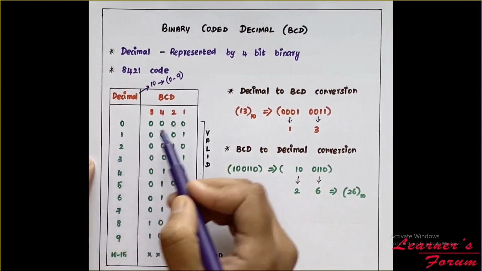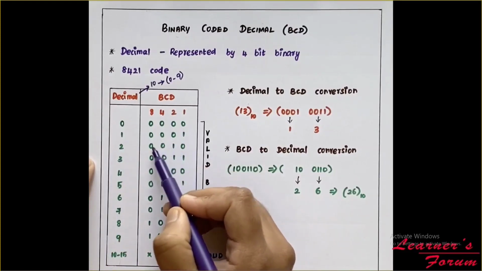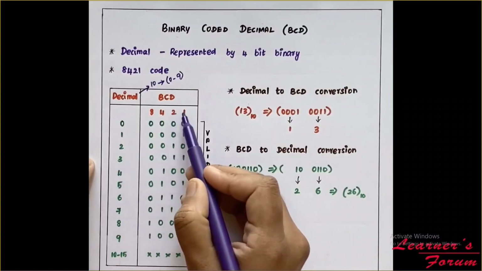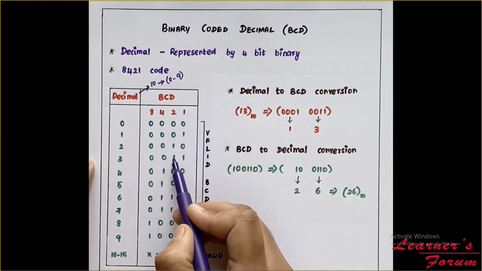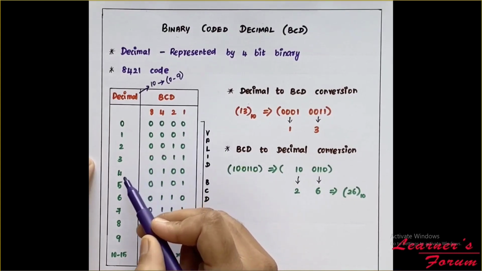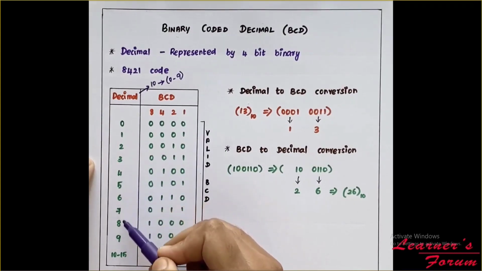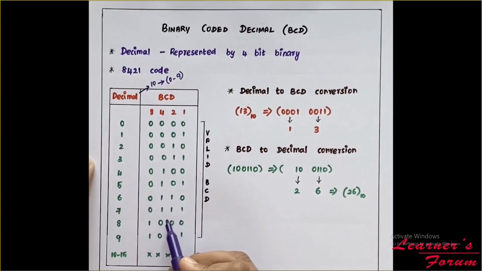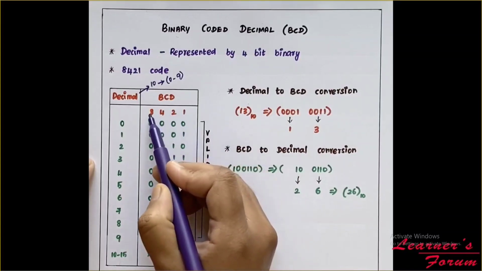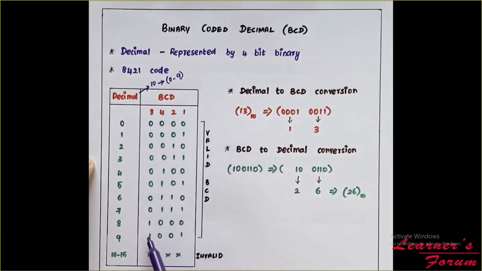Next, for 2, under 2 we write the value 1 and the other values are taken as 0. Next, for 3, 2 plus 1 is 3, so under 2 and 1 we have 1 and the other values are 0. Next, for other values like 4, 5, 6, 7, 8, 9, the corresponding BCD values are filled here. For example, if it is 9, 8 plus 1 is 9, so under 8 and 1 we have 1 and the remaining values are 0. So it is 1, 0, 0, 1.